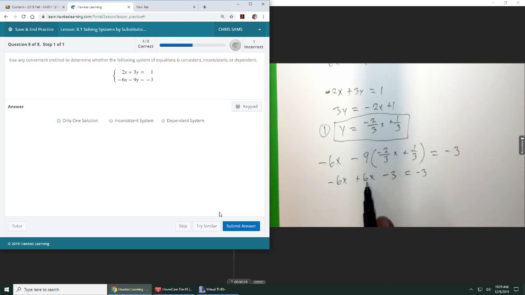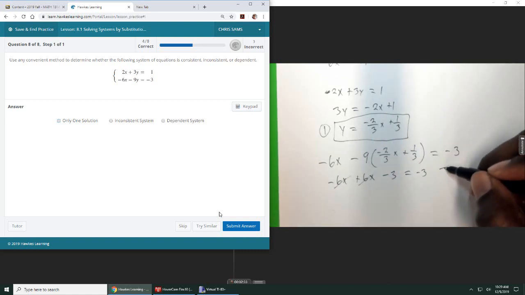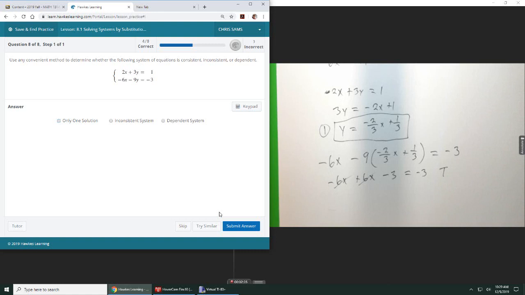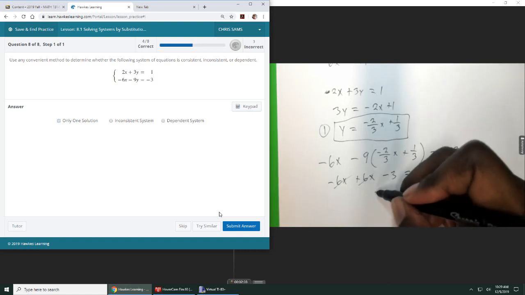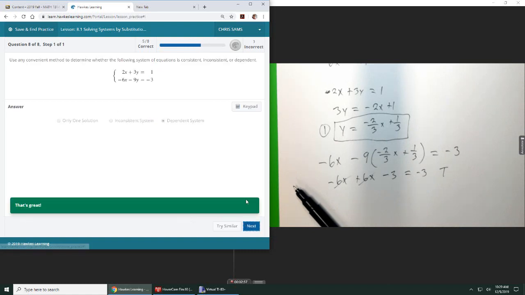So the negative 6, positive 6, they cancel out, and so I end up with negative 3 is equal to negative 3. And when your variables are all gone, you end up with a true statement. You have the same scenario where we say that this is dependent. These are the same line because it comes out equal. And so since we already solved for y, it works out really nice. We'll say x is x, this is y, and then x can be any number. So this also is a dependent system, and it's not asking me for the rest. So that'll finish it up.